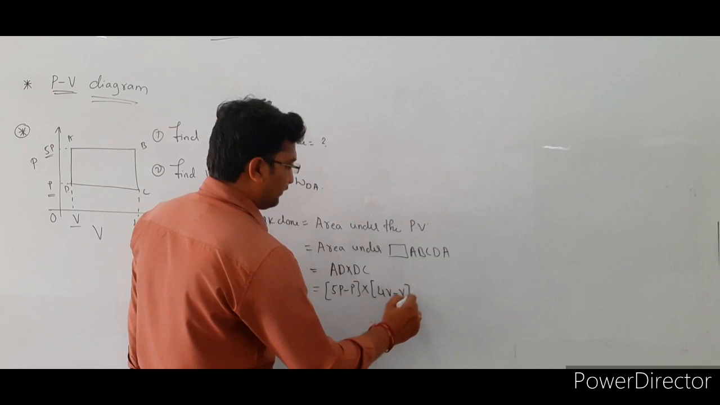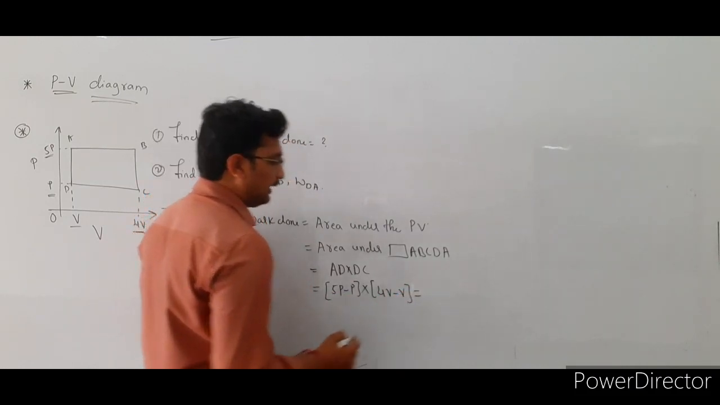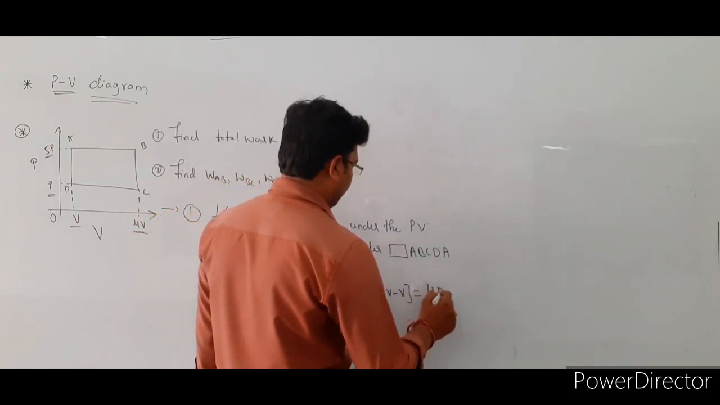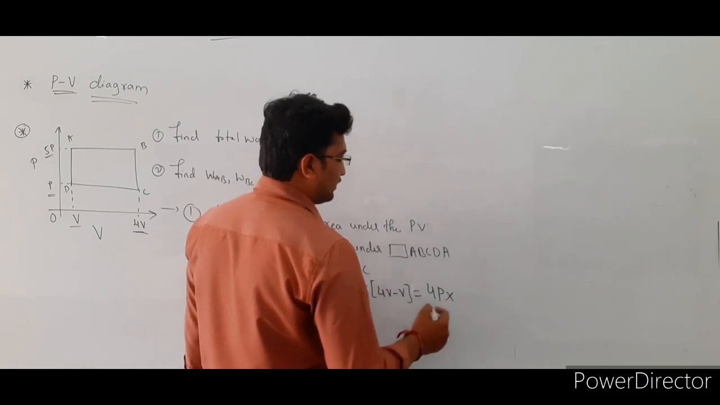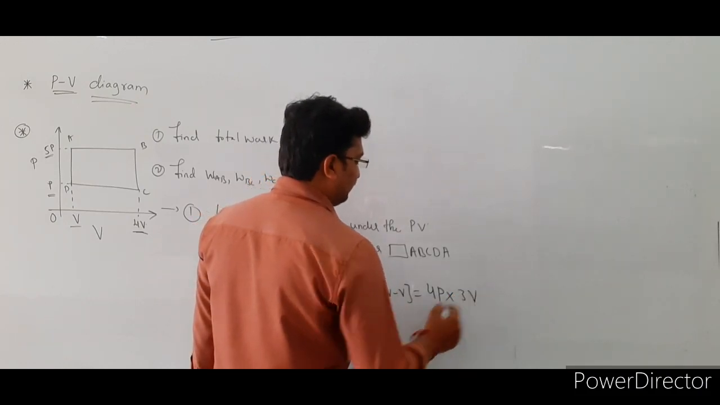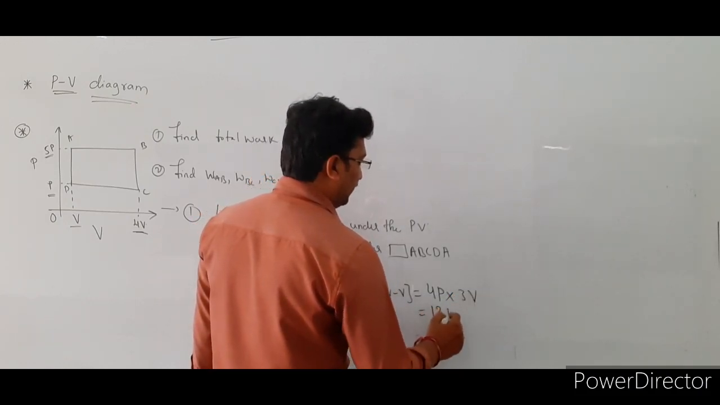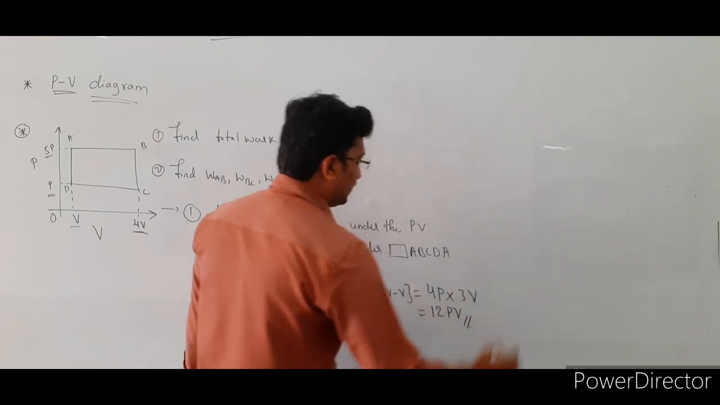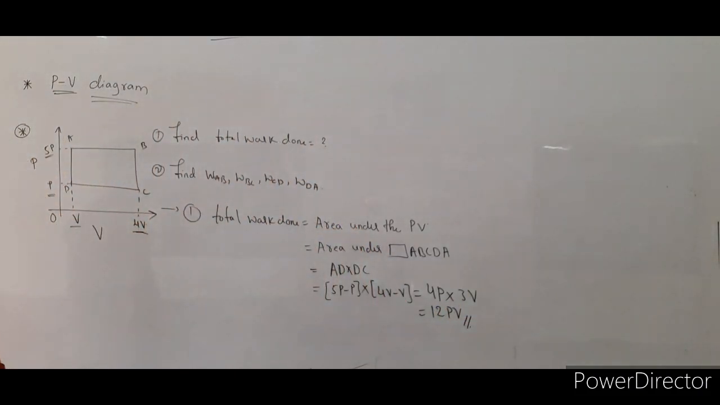4V minus V. This is equal to 5P minus P, that is 4P, into 4V minus V, that is 3V. This is equal to 12 PV, right? So this is the total work done.